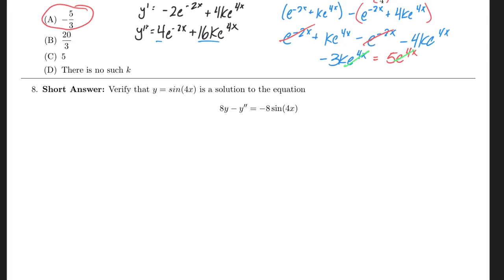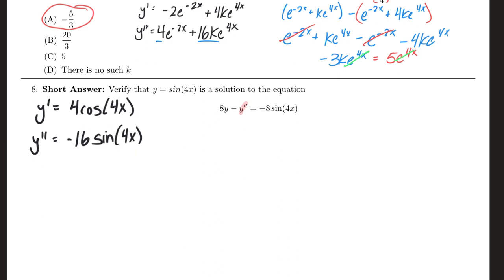And lastly, we have the short answer question where we just have to verify that this equation is a solution. So if we want to do this, we look at our differential equation. There's a second derivative. So the first thing to do is figure out our second derivative. So y prime is going to be 4 cosine of 4x. Again, remembering because there's that 4x in the parentheses, you have to do the chain rule. Y double prime is going to be negative 16 sine of 4x.